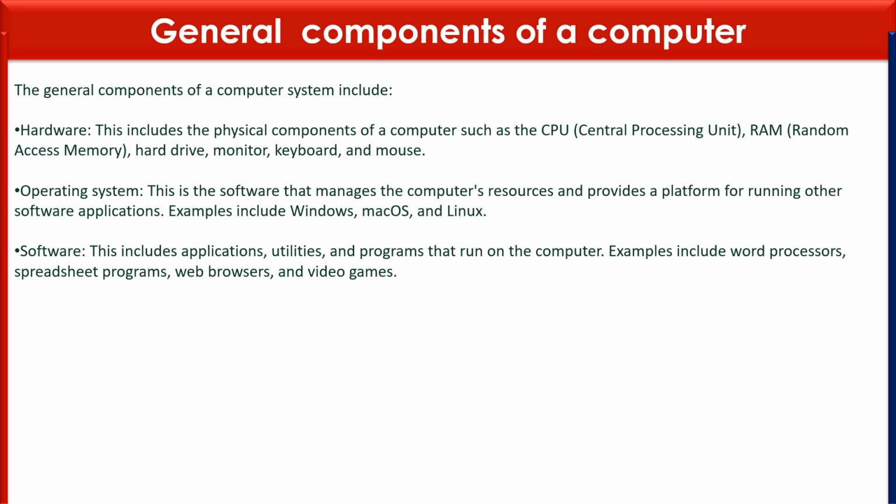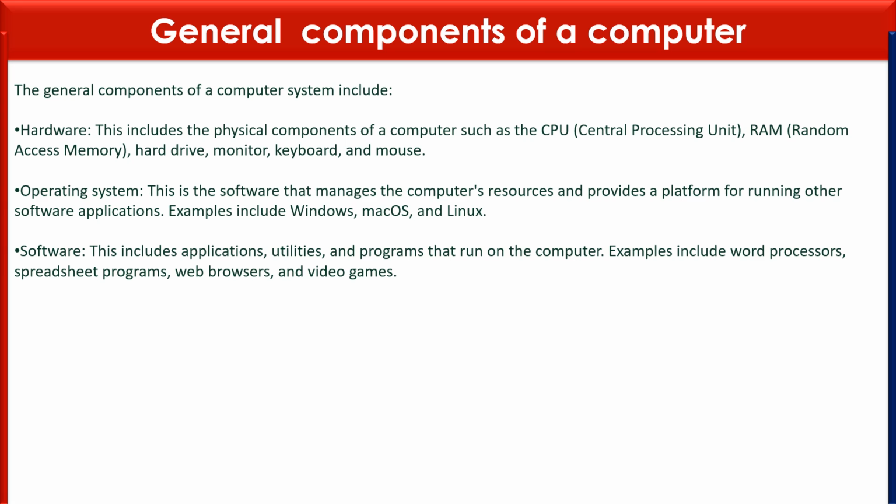The second component is the operating system. This is the software that manages the computer's resources and provides a platform for running other software applications. For example, we have Windows operating systems, Macintosh operating systems, Linux operating systems, and even the Android operating systems.